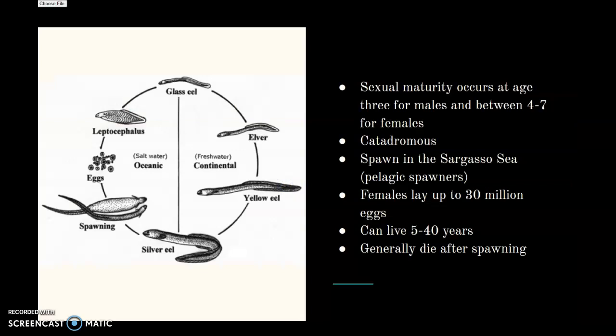Now, if we're looking at the reproduction cycle of the American eel, you can see over here that they start out as a glass eel, and then the larva form of the elver, the yellow eel, silver eel, spawning, eggs, and eventually the glass eel. So sexual maturity occurs at age 3 for the males and between 4 and 7 for females. They're catadromous, and they spawn in the Sargasso Sea, so they're pelagic spawners. The females can actually lay up to 30 million eggs at one time. They can actually live between 5 to 40 years, but they generally die after spawning.